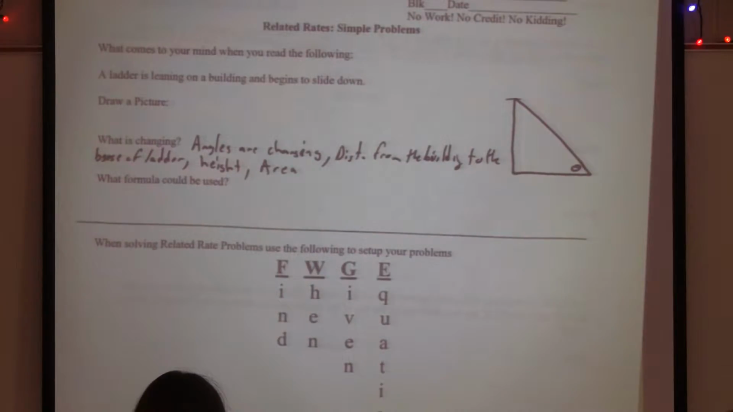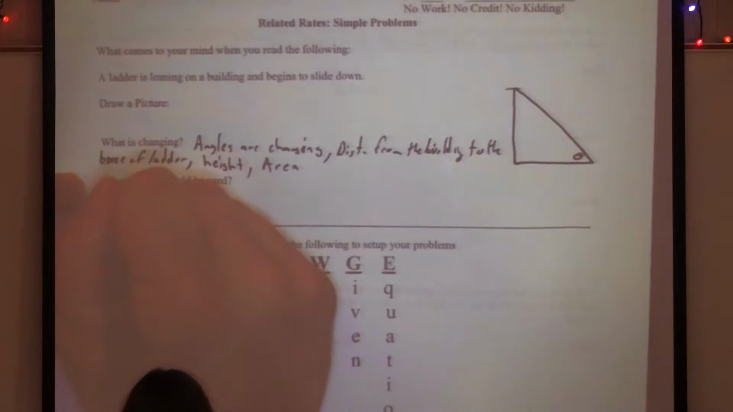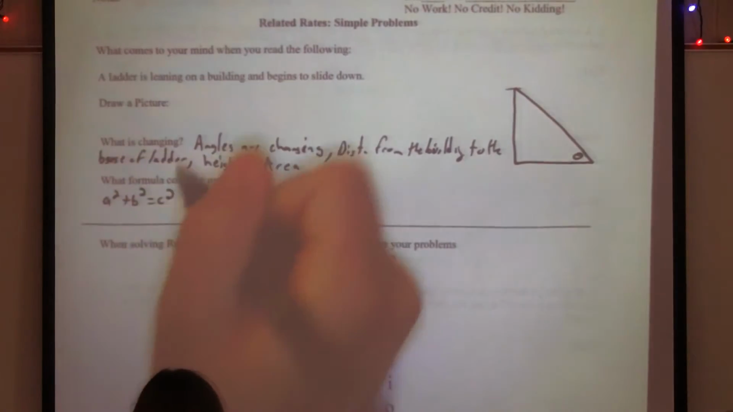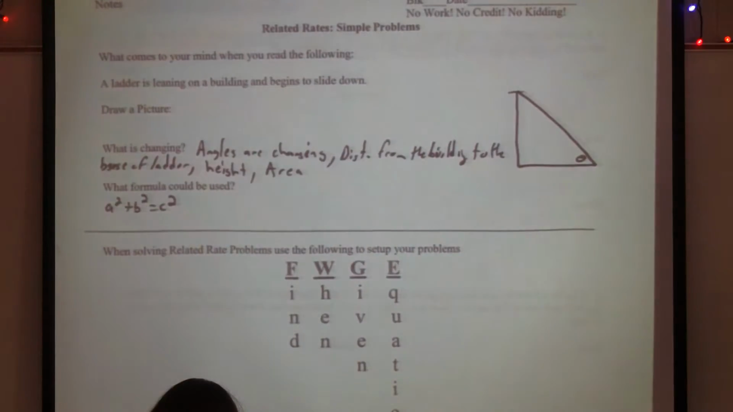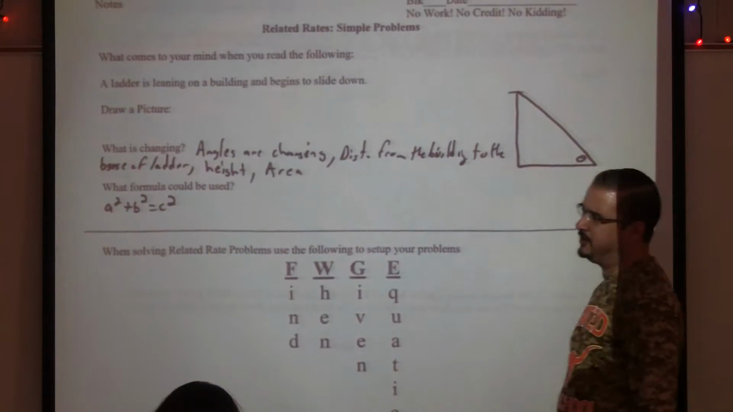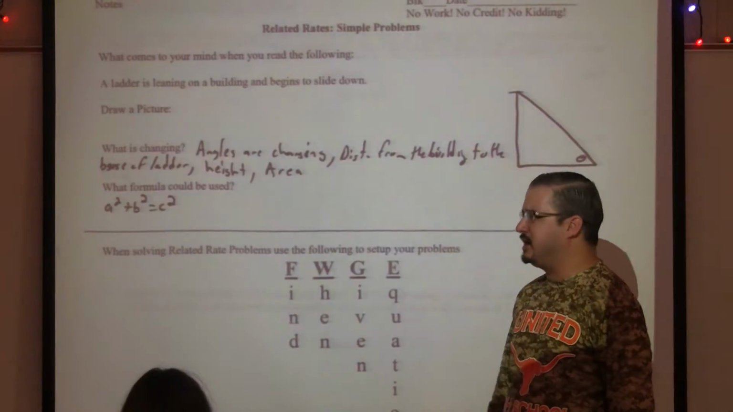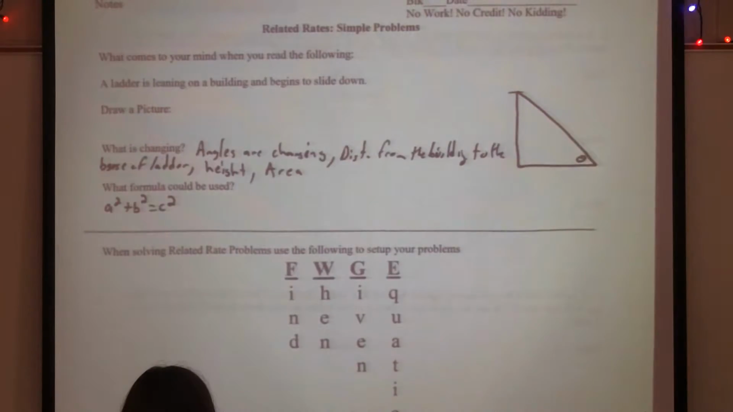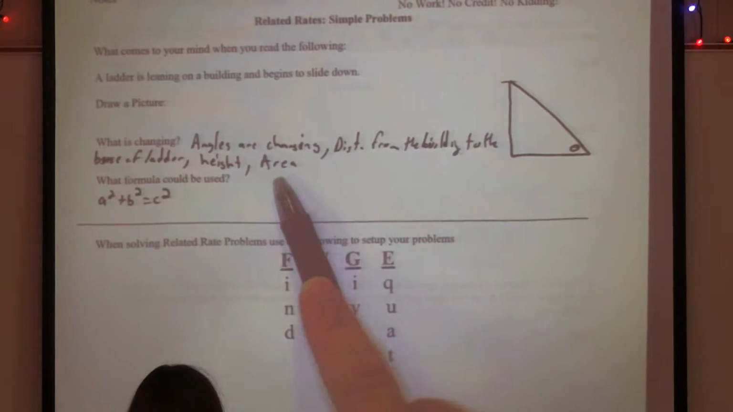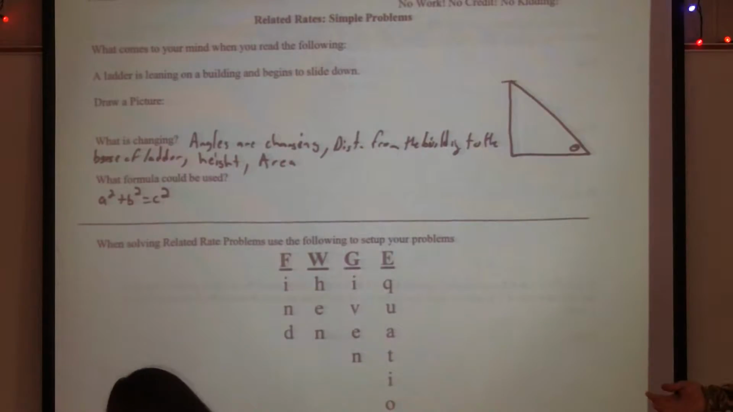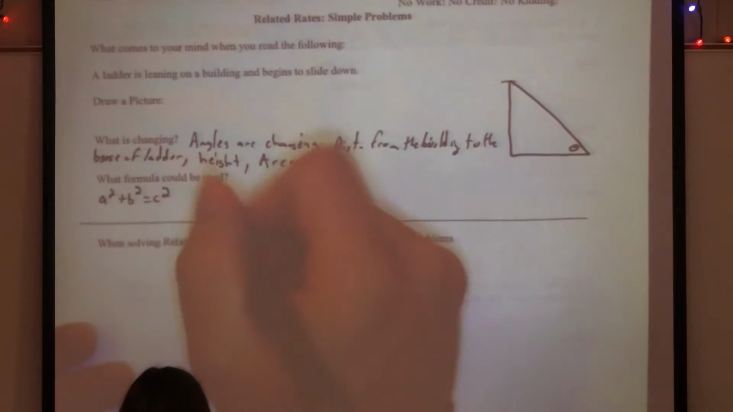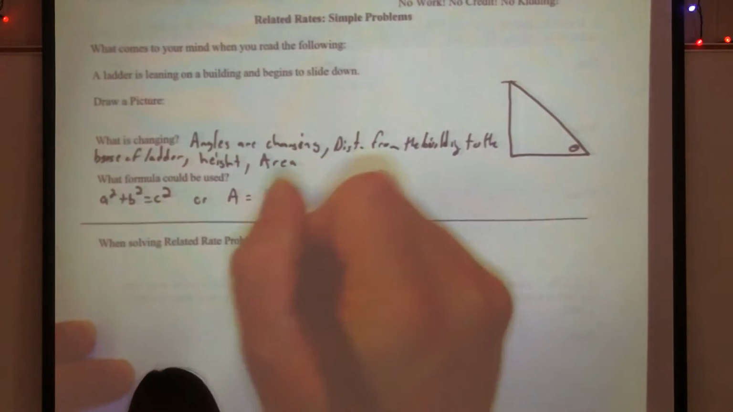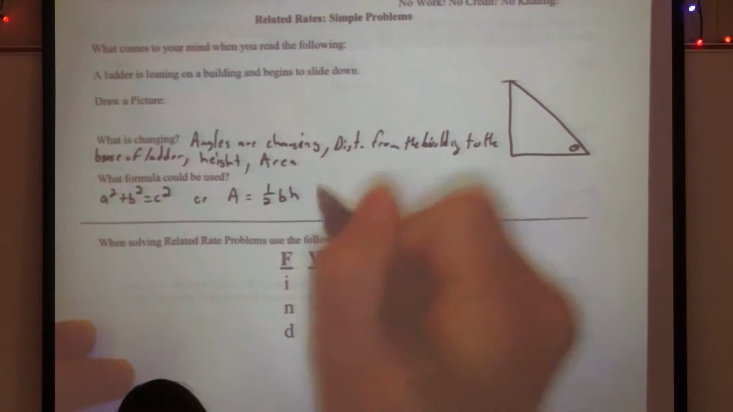What equations can you think of that would help me to solve for any of those things? The Pythagorean theorem comes to mind. So a squared plus b squared equals c squared. A lot of the time when we're dealing with a triangular shape like this, we're going to use the Pythagorean theorem, especially with ladder problems or shadow problems. Any problem that involves a right triangle. If we were talking about the rate at which the area changed, then I wouldn't need the Pythagorean theorem. I would need the area formula of a triangle, which is 1/2 base times height.